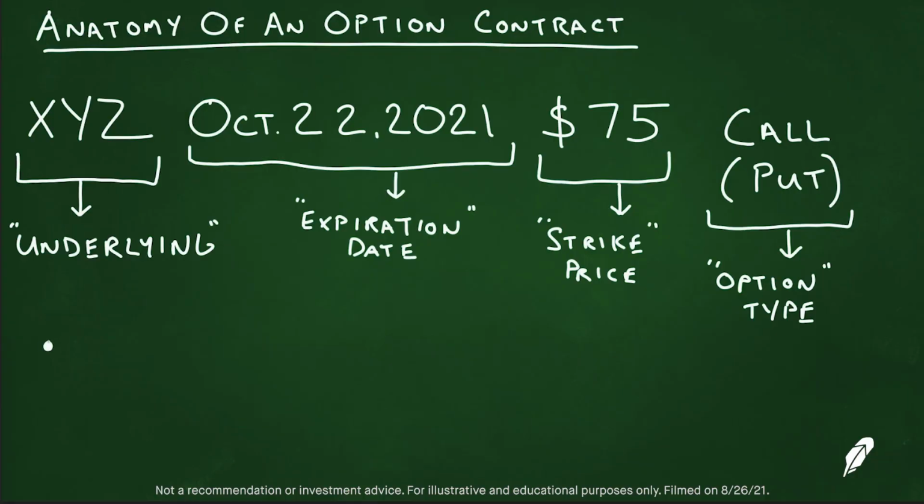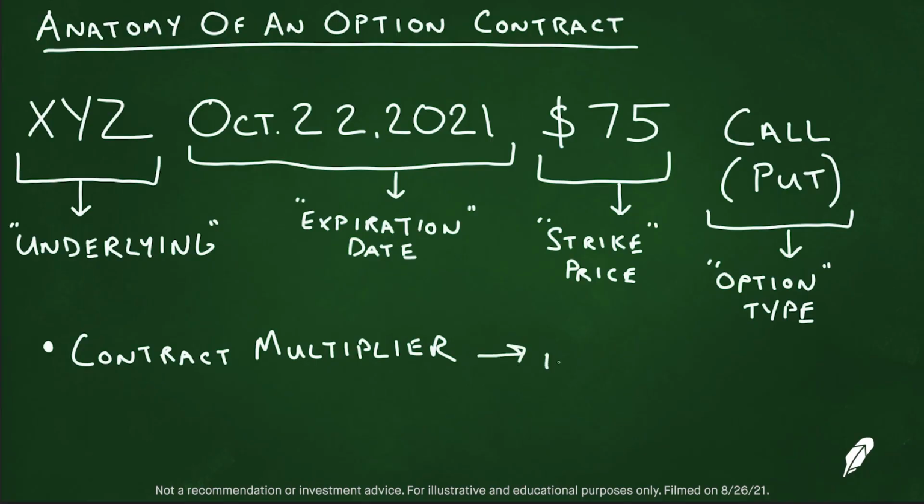Now there's 2 other specifications I want to bring up very quickly. The first is what we call the contract multiplier. And what's important about any option you look at is a standard option controls or gives you the right to buy or sell 100 shares of the underlying, in this case, XYZ. And I'm going to put in parentheses typically here, because there are some options that as the result of a corporate action like a stock split or a merger and acquisition, their options might be a little funky and they might not control 100 shares.